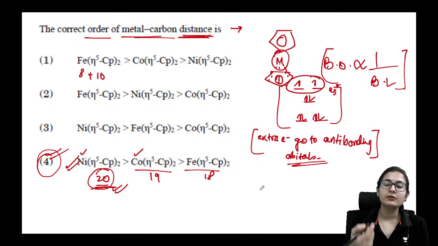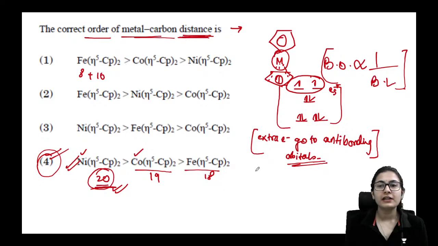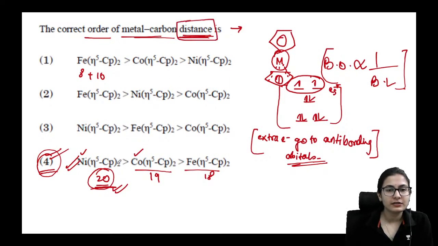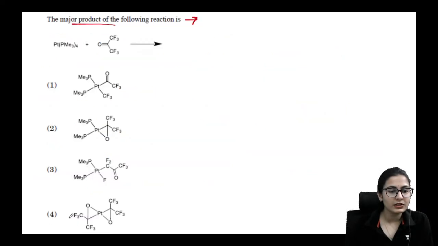So if they are going into the anti bonding, then definitely the bond order decreases. Whose bond order? Bond order of the metal and the carbon decreases. ठीक है, तो बॉन्ड ऑर्डर डिक्रीज होता है तो डिस्टेंस इंक्रीज होती है. This is correct only. Yes, we are talking about the distance, right? So this is correct. Right, so we move to the next question.